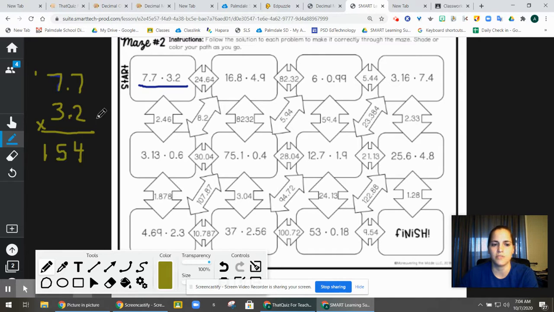Now that I've multiplied by the 2, I'm going to add a 0 and now multiply by the 3. 3 times 7 is 21. Carry the 2. 3 times 7 is 21 plus 2 is 23. Now I can add those together.